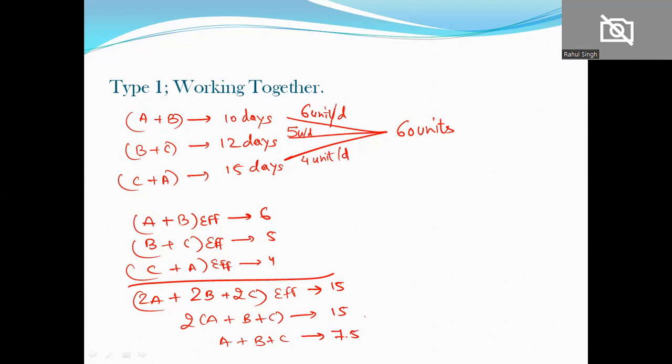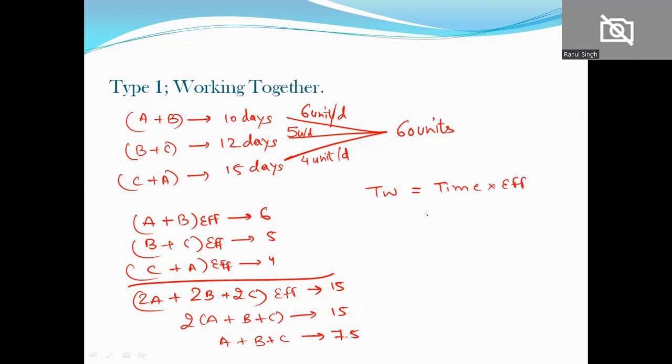Now in how much time can they do the job? If the question asks like this, that if they are asked to do 60 units of work, how much time will they take? Now let's use the formula again. Total work is equal to time multiplied by efficiency.